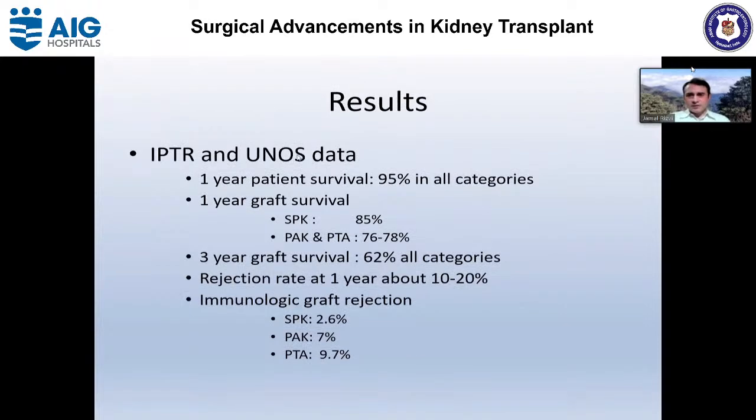Now the results, although historically they've been not so good, in the last decade or so they've improved. UNOS data shows that there's more than 95% patient survival in all categories. 1-year graft survival should be above 85 and really above 90% for SPK, and in the 70s and 80s for the other two types. 3-year graft survival should be about 2/3 in all categories, and rejection occurs. It's more common in pancreas transplant alone than in the other two.